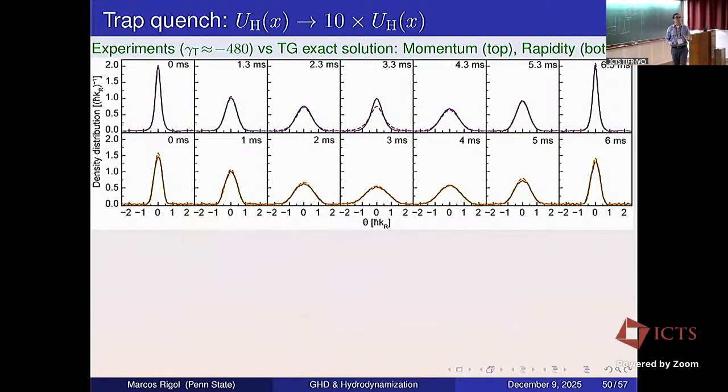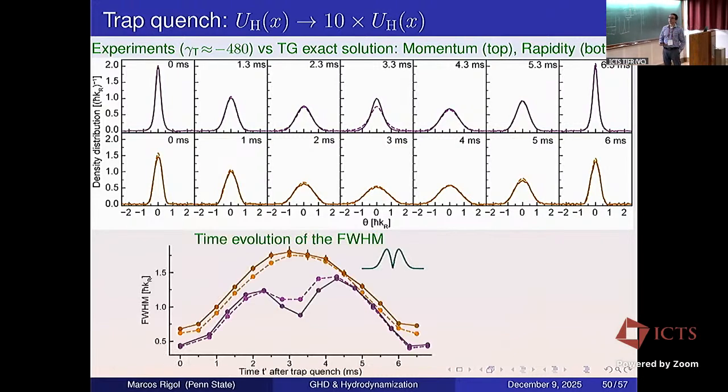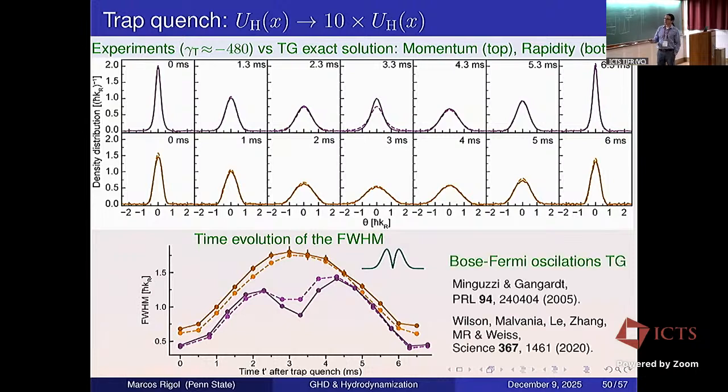Now, this gas has a very interesting feature in the dynamics, which was figured out by Dima Gangardt and Minguzzi in this old paper. So the feature is as follows, and it's very unintuitive. You have your Bose gas, that is the TG gas. You change the trap. You make it stronger.